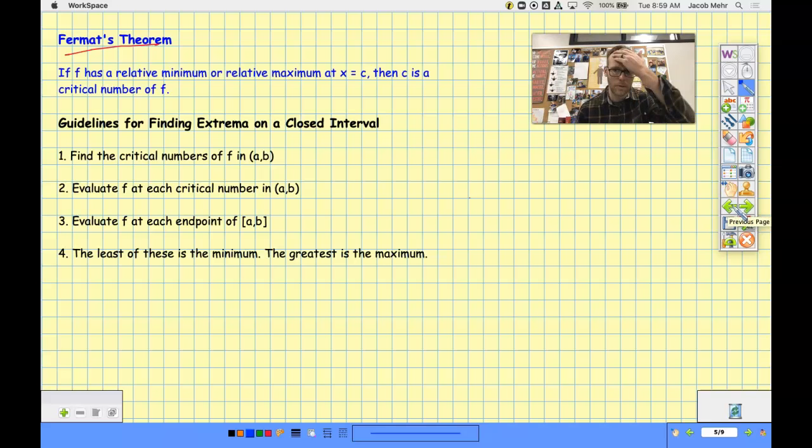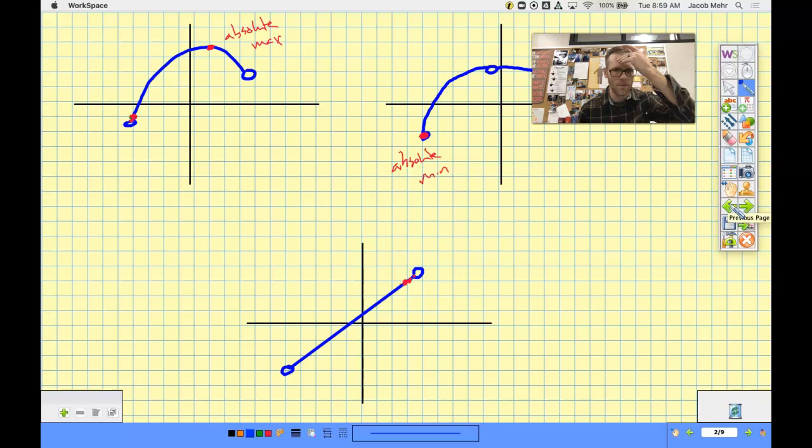I'll make one other comment here because I'm just thinking back to these graphs. Notice there's a maximum. Is it a critical number? Yes. There's a minimum here. Is this a critical number? No. Well, it depends on who you're talking to, how you define it. If it's a closed interval, the endpoint might be an extrema. So endpoints would be grouped in here.